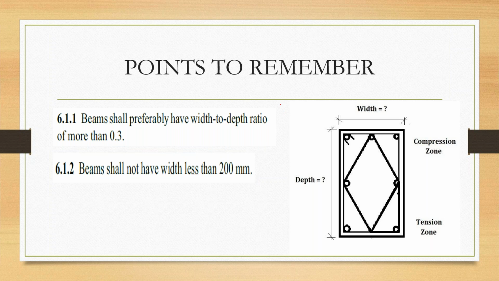Next, what you have to remember from this code book in the beam part is that the beam shall preferably have a width to depth ratio of more than 0.3. This is the beam width and this is the beam depth. That is what you have to keep in mind. Like if I give the width as 300 mm and the depth as 400, is this type of beam possible? Let's check it out.